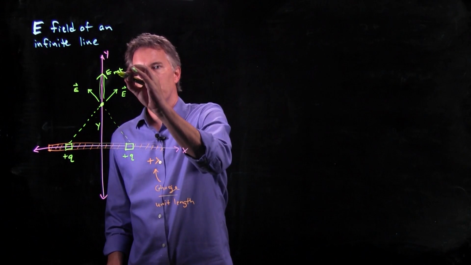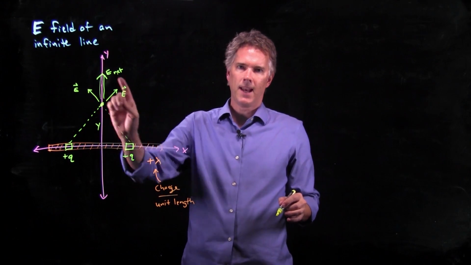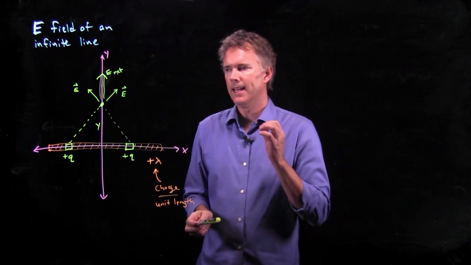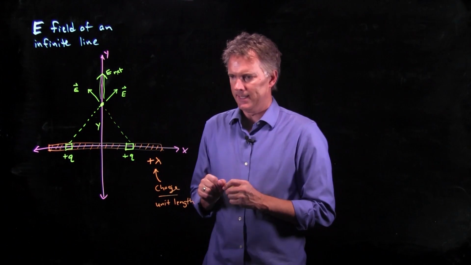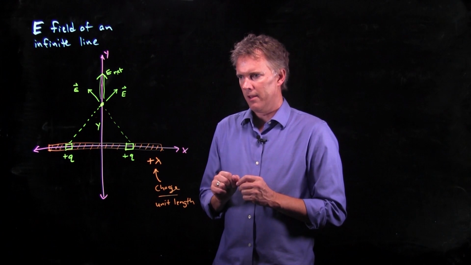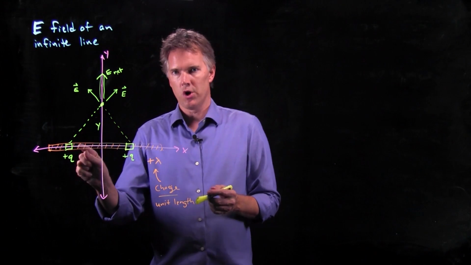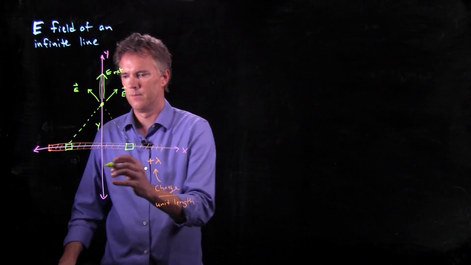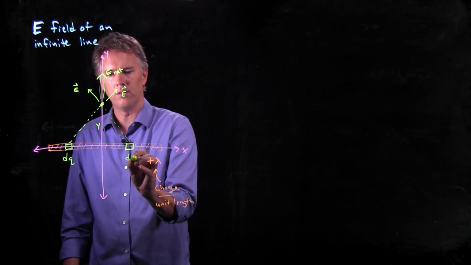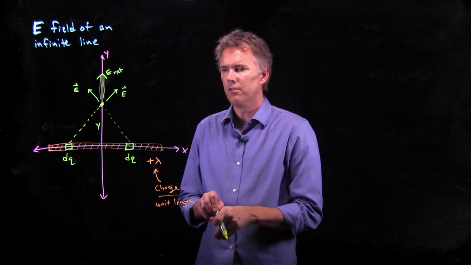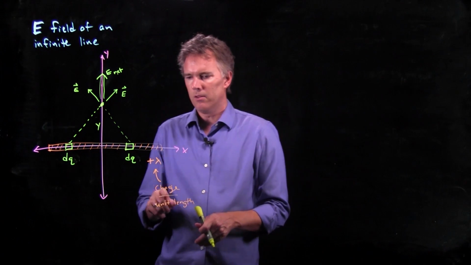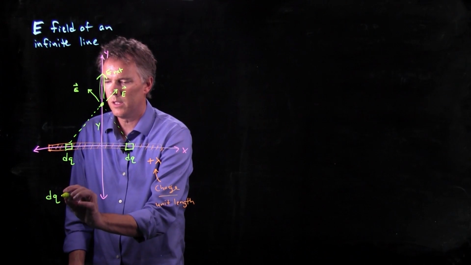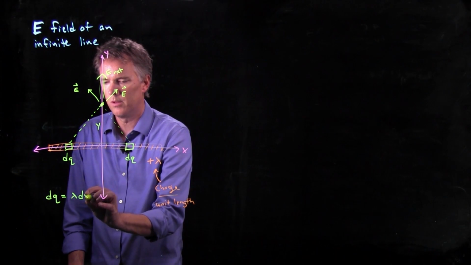Okay. So by symmetry, we can argue that any electric field above this line has to be pointing radially outward from that line. But how do we calculate exactly what that is? All right, let's think about it for a second. If I have a little chunk of charge here, then I should really call that little bit of charge dq. Right? d is just like a little piece. But what is dq really? dq is charge per unit length times length. So dq is equal to lambda times some dx.